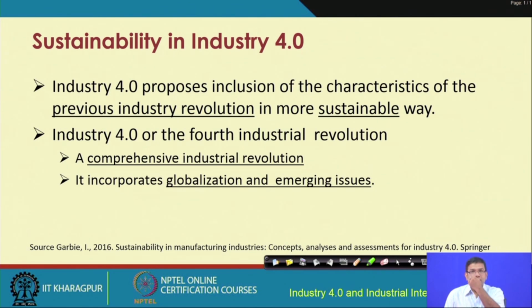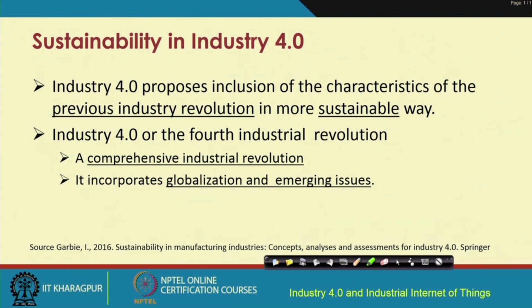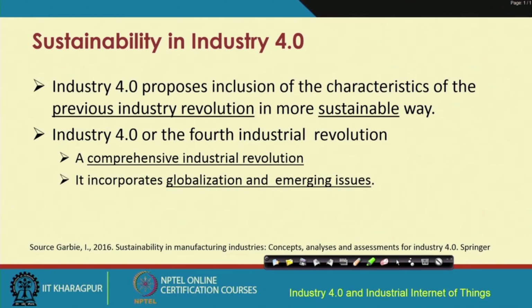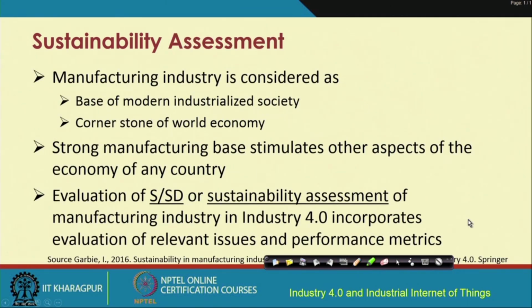Industry 4.0, or the fourth industry revolution, is a comprehensive industrial revolution which takes into account this sustainability issue, because it is not just talking about introducing newer concepts, newer technologies and so on, but also ensuring that there is sustainability in the long run. Industry 4.0 incorporates globalization and emerging issues as well. Let us look at each of these issues in a short while.